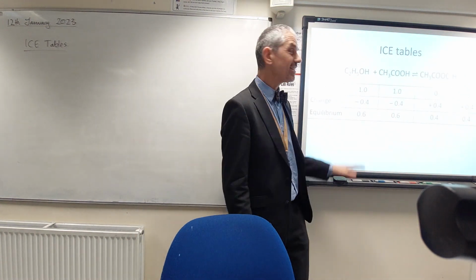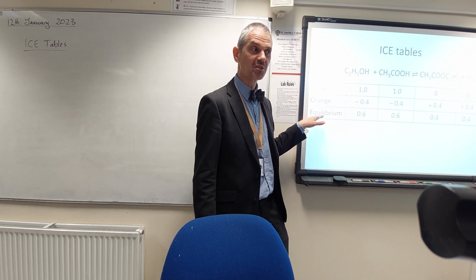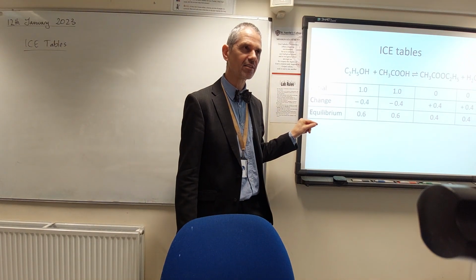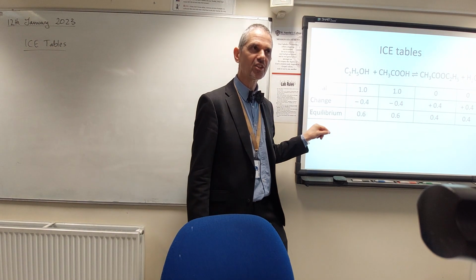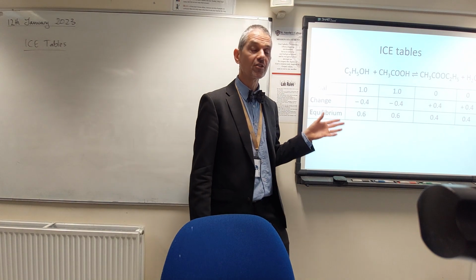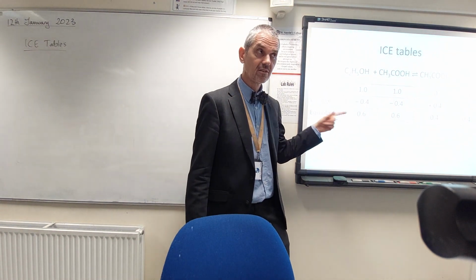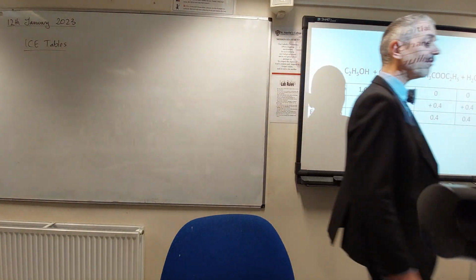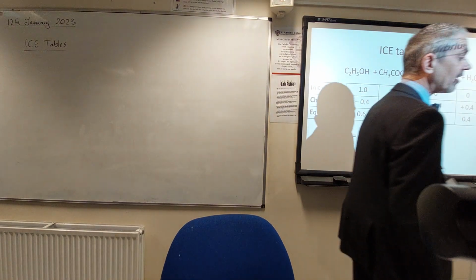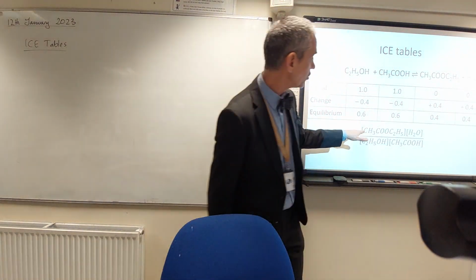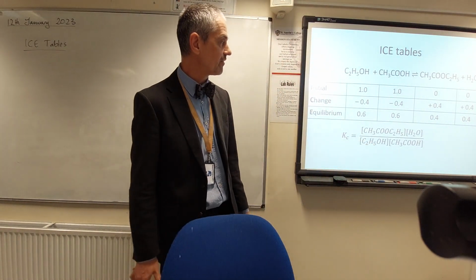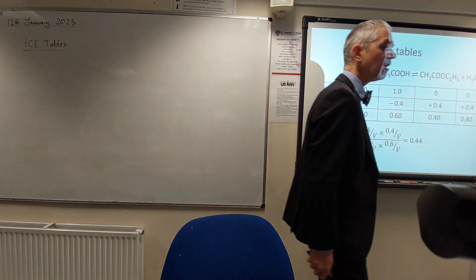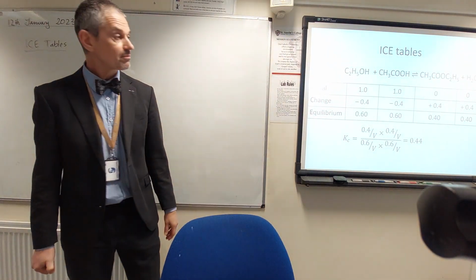Okay, so now I know how much of these substances I have at equilibrium. I'm almost ready to plug that into Kc, but I need something else first. Kc is a measure of concentration. These are moles. So to change to concentration, I need a volume. There's my Kc: concentration of ester times water over concentration of alcohol times acid. So that's relatively straightforward, no balancing numbers. But I need a volume in there.